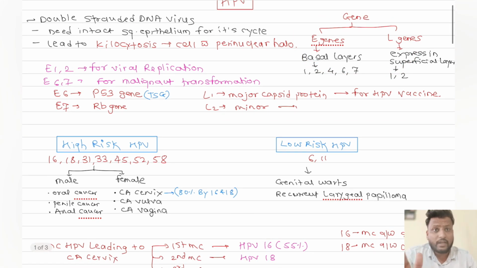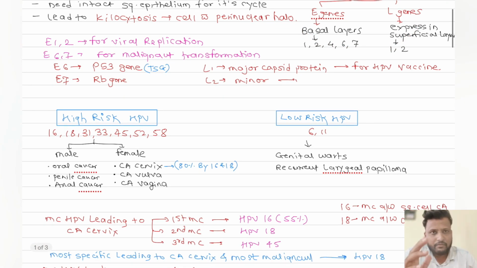Now what are the serotypes of HPV? There are various serotypes, out of which some are high risk serotypes, some are low risk serotypes. Low risk, we have HPV 6 and HPV 11. These are low risk, meaning no cancer. They generally cause genital warts and recurrent laryngeal papilloma. The high risk ones are 16, 18, 31, 33, 45, 52 and 58. They cause cancer. They have malignant transformation capability.